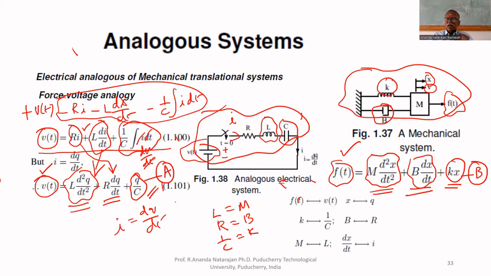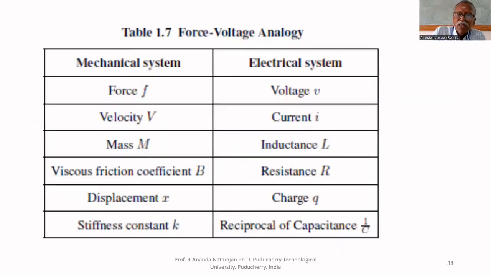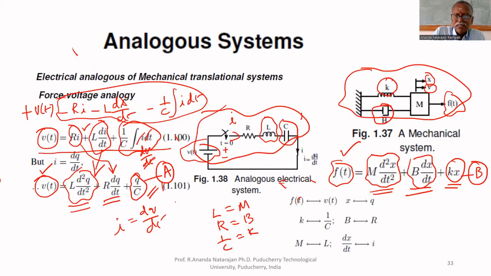Instead of X, you will get Q out. Displacement is X there. What is the equivalent variable here? Q. You have to find the Q. If you know I, from that you can find the Q. That is the only difference. So, finding the analogous electrical system for a given mechanical system is important. So now let us find the analogous electrical system for a given mechanical system.